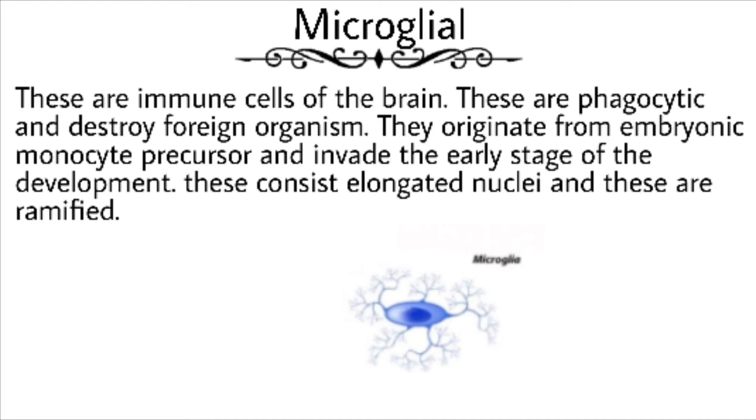the development. That is, they start forming in the early stage of development of the embryo. And these consist of elongated nuclei and these are ramified. Okay, so the term ramified means branched.